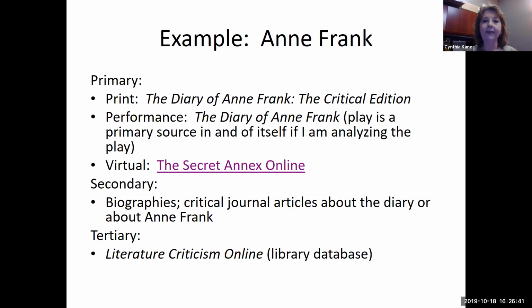So it's very interesting. The reason that we know this is that in print now, this was published back in the late 1980s, there is a critical edition called The Diary of Anne Frank, the critical edition. We have this in our library.